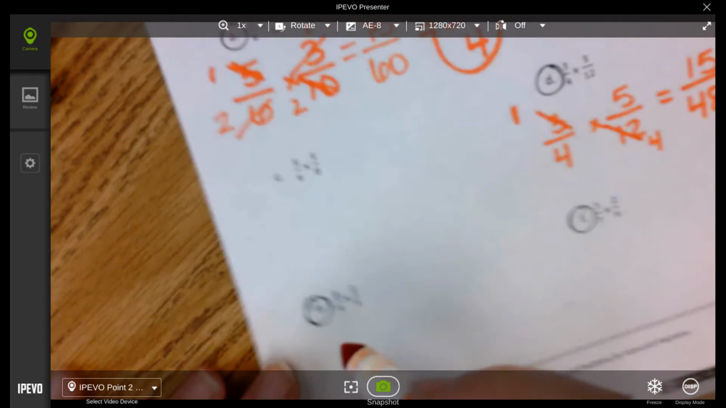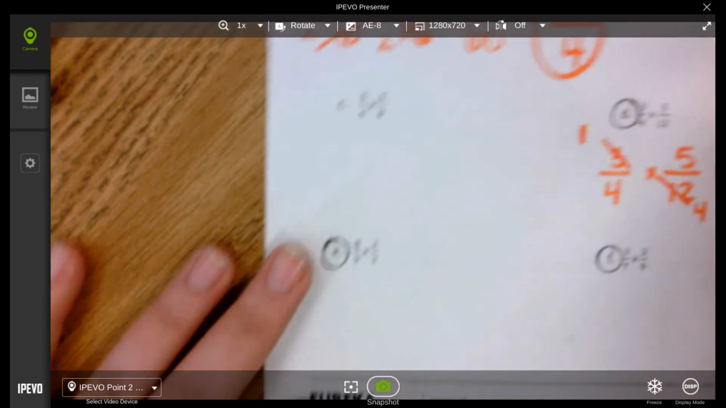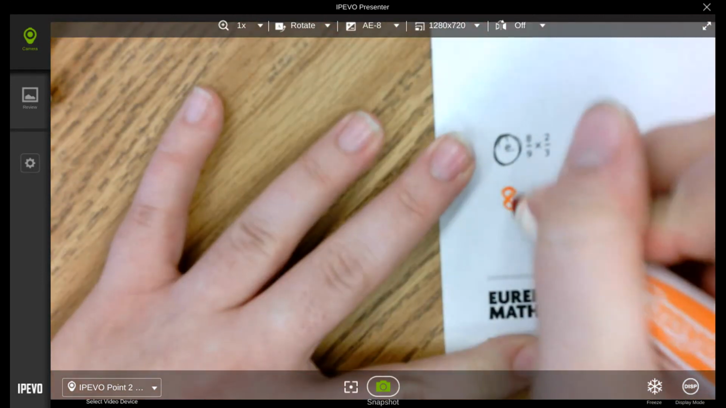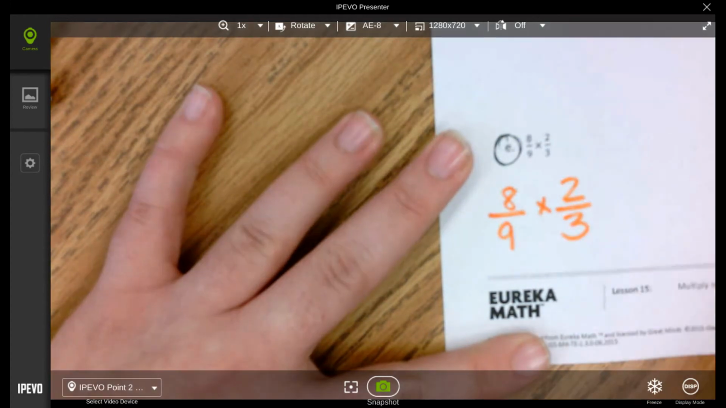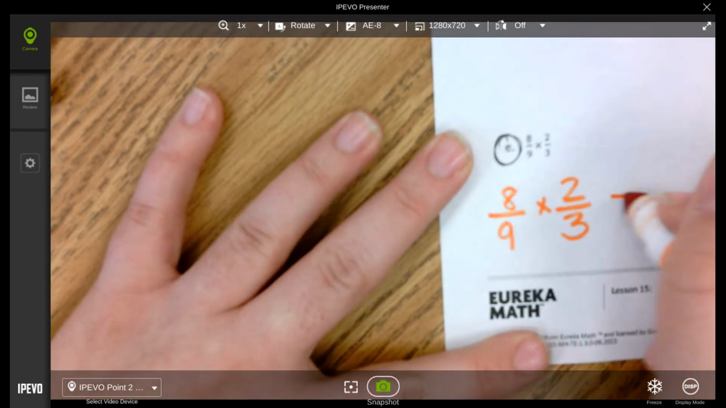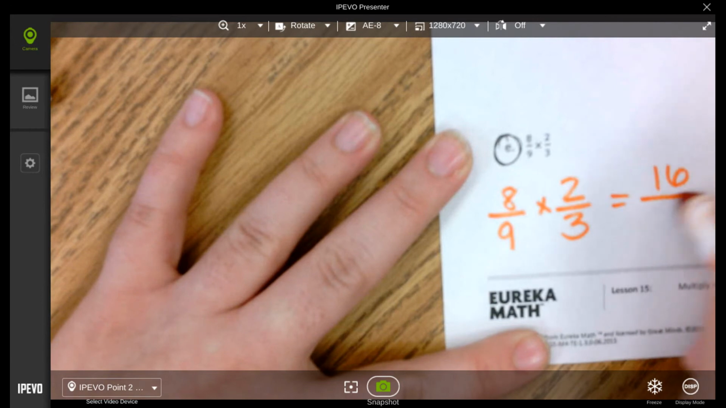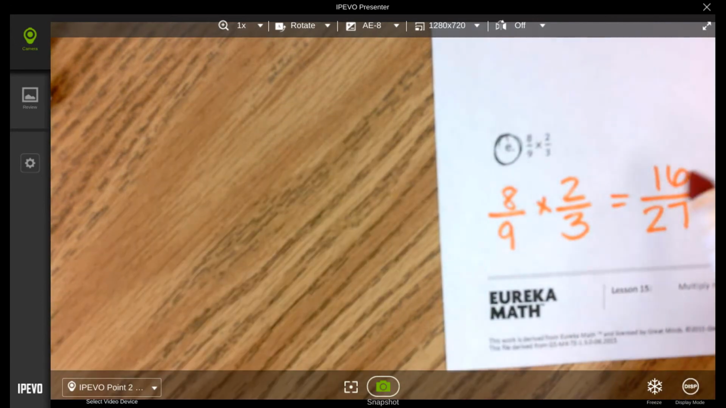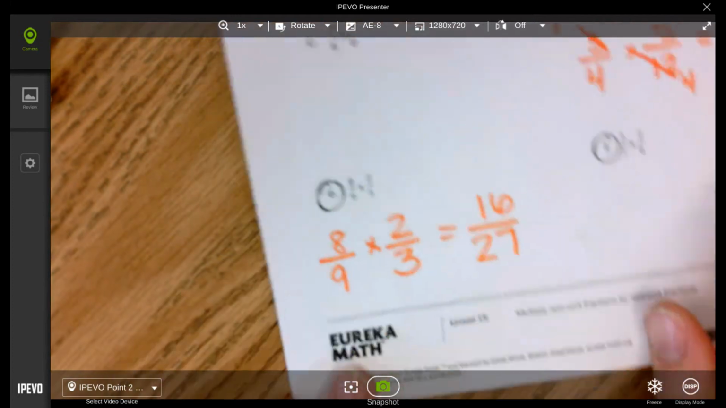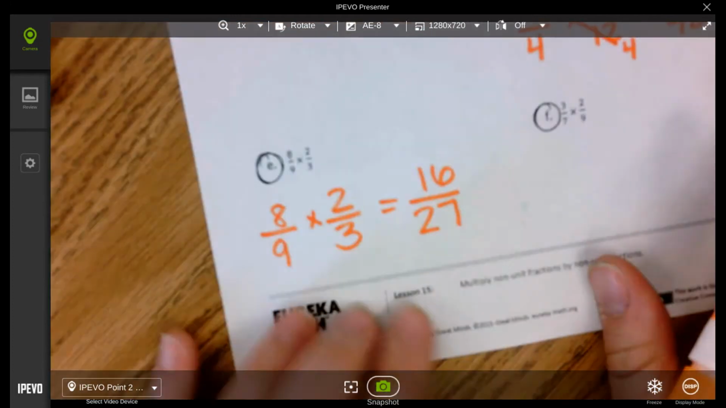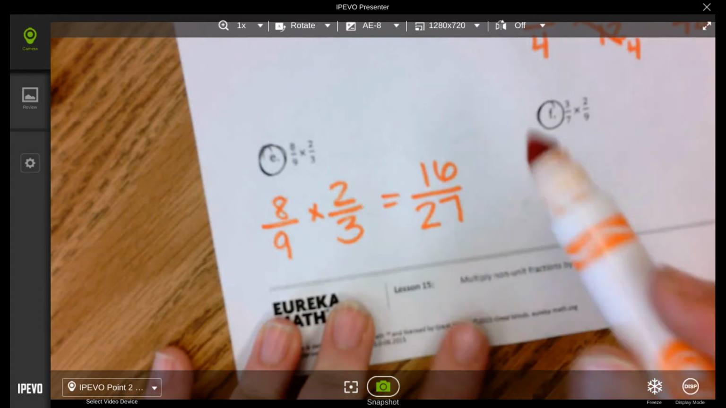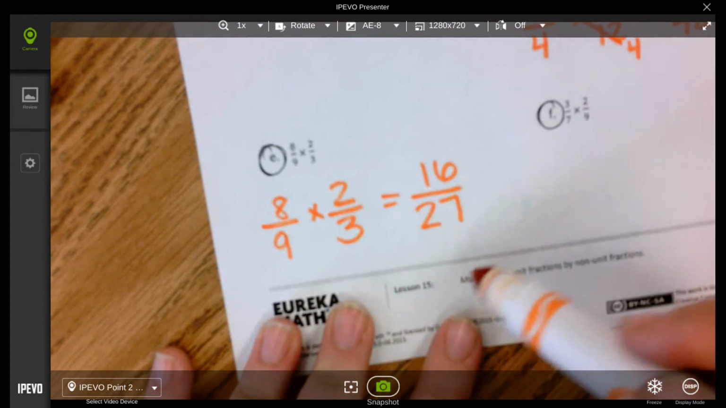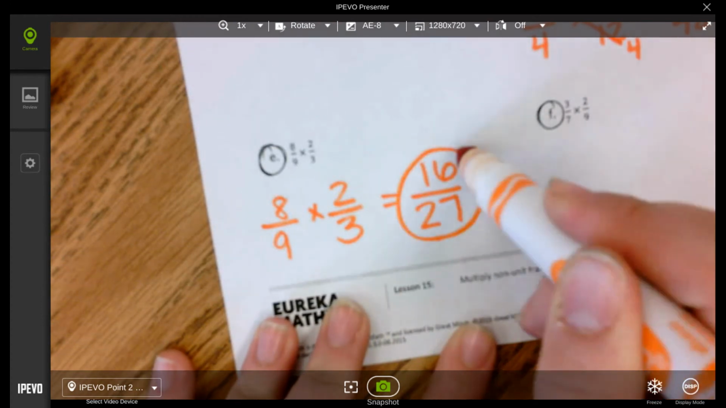All right, moving on down to letter E. We have 8/9 times 2/3. 8 times 2 equals 16. 9 times 3 equals 27. If I think about it, 16 is only divisible by 2, 8, 1, and 16. 27 is only divisible by 3, 9, 1, and 27. So this is actually the most reduced form.